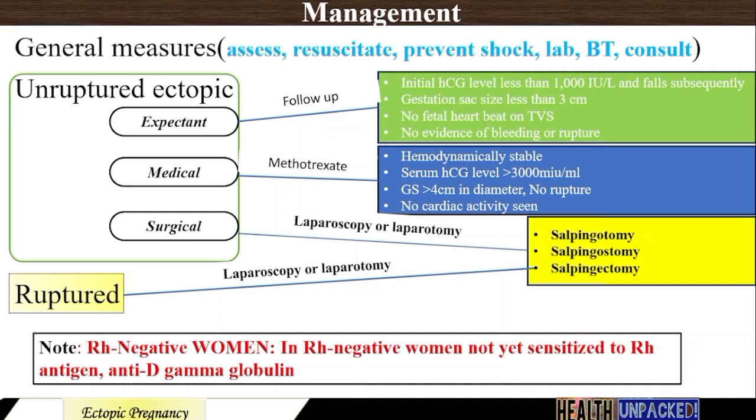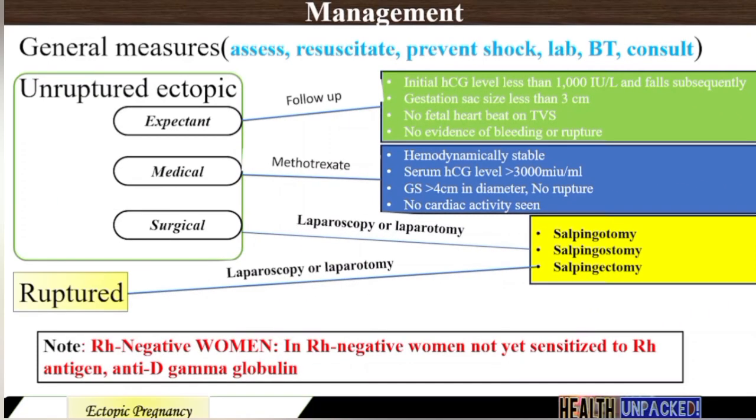For surgical, that's laparoscopy or laparotomy. When we say laparoscopy, we insert the camera, so we can visualize it, and it could be both diagnostic and therapeutic. In laparotomy, we open the abdomen, so there could be salpingotomy, salpingostomy, or salpingectomy. If ruptured, it's always salpingectomy. We have to remove the fallopian tube. If the woman is Rh negative, then we have to give anti-D gamma globulin.